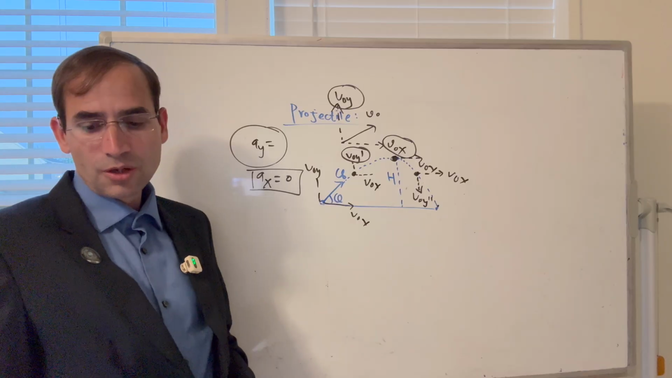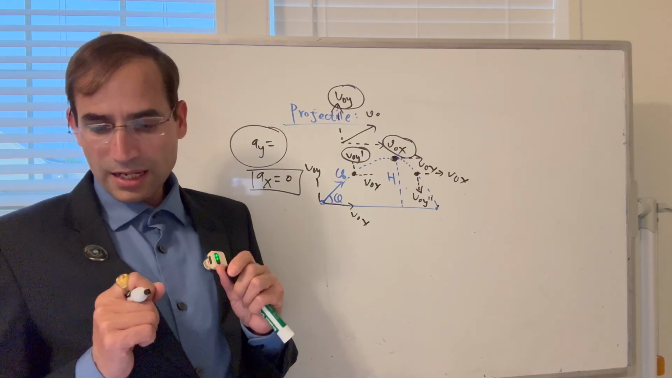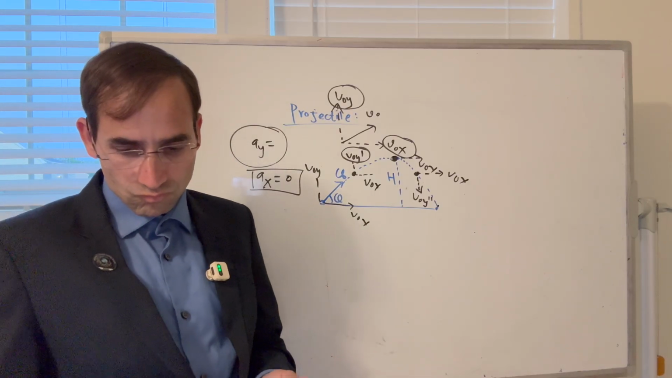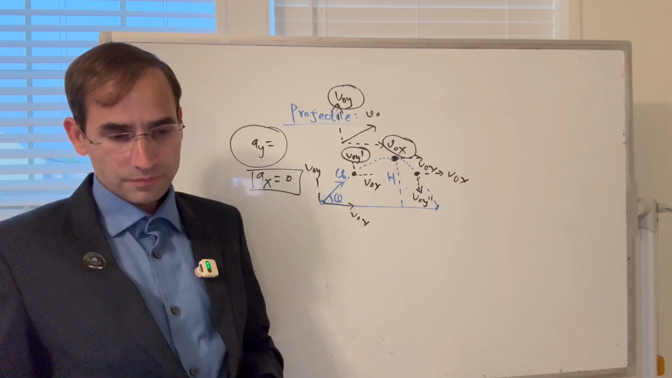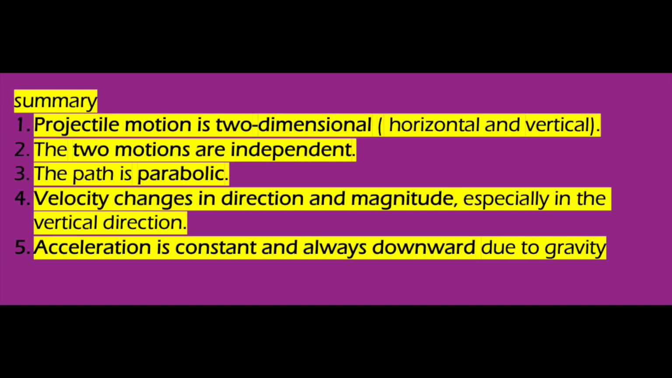Okay, so let me summarize this. Okay, we'll have a class about that, but let me summarize it. Projectile motion is two-dimensional motion, horizontal and vertical, and the two motions are independent: x motion and y motion, x velocity and y velocity are always independent of each other. The path is parabolic and velocity changes in direction and magnitude, especially in the vertical direction, and the acceleration is constant, always downward due to gravity.